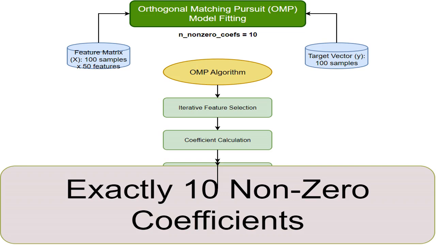The parameter n_non_zero_cofs equals 10 tells OMP to select exactly 10 features, or less if the problem is perfectly solved with fewer. Only those 10 will have a non-zero coefficient, the rest will be zero. It means only 10 Lego pieces will be used in my final model.